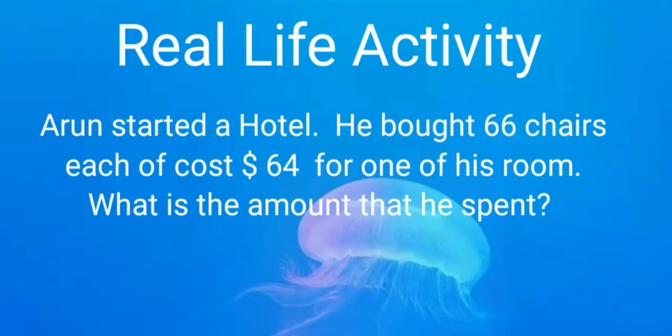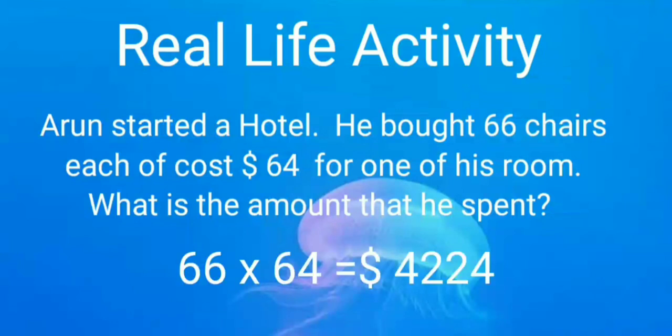So we can do some real life activity. Arun started a 5-star hotel and he bought 66 chairs of cost $64 each. What is the amount that he spent for purchasing the chairs? It is 66 times 64, and that is $4224. You can find it in a few seconds.